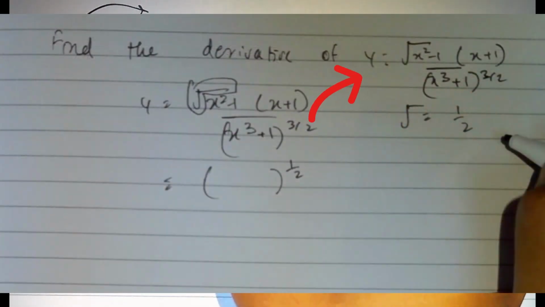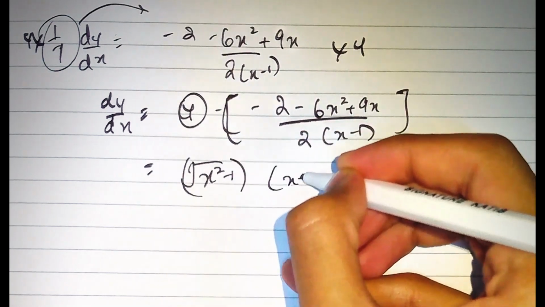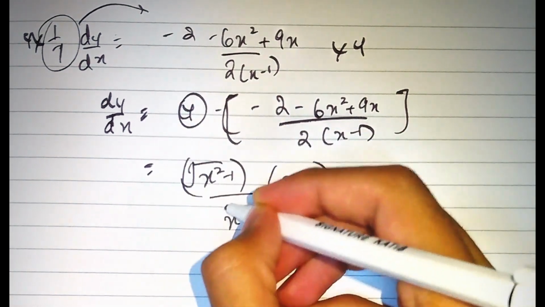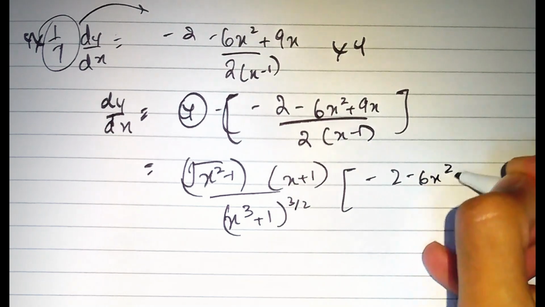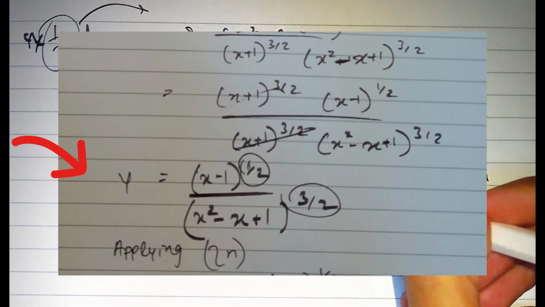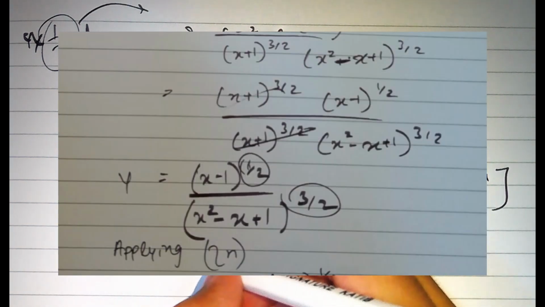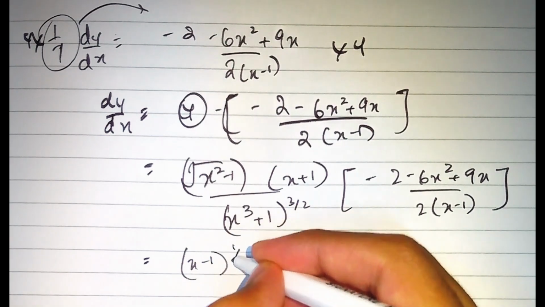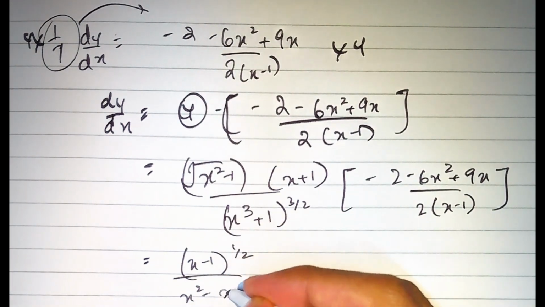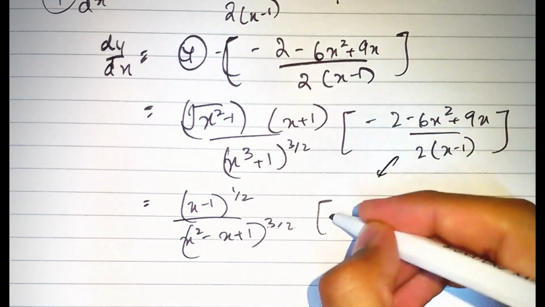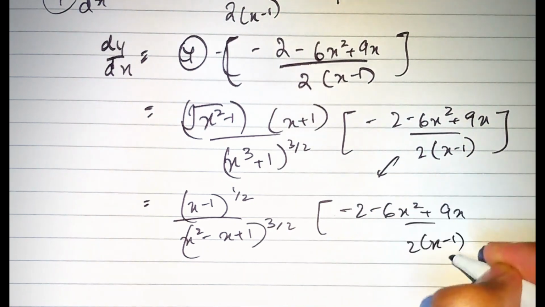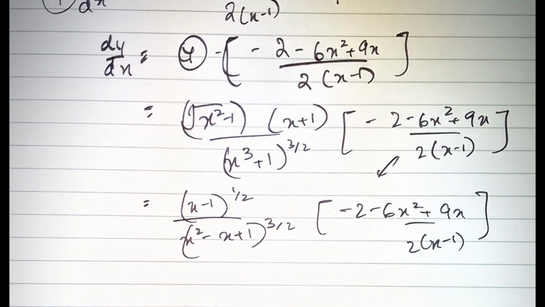Now what was the value of y? Let's just put back the value of y. x square minus 1, x plus 1, x cube plus 1, 3 by 2. Now this was the actual value of y. You can put this value too, or you can also put another value. So we can write x minus 1 divided by 2, x square minus x plus 1, 3 by 2, and then the same thing right over here, minus 2 minus 6x squared. So this is the final derivative of this exponent given to us.